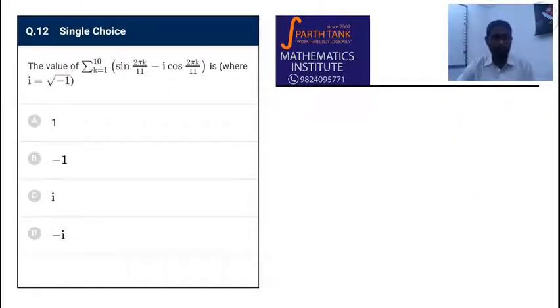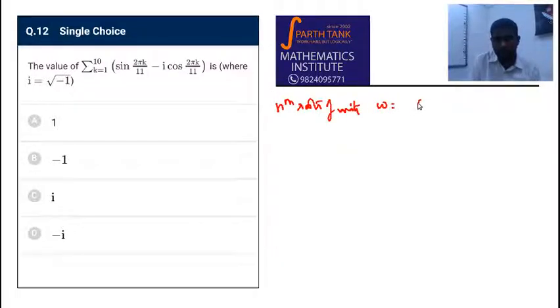Moving on to question number 12. The value of the summation k is 1 to 10 of sine of 2 pi k by 11 minus i cos 2 pi k by 11 is. See, now something about this 2k pi by n should immediately bring to your mind the nth roots of unity. Because you know, nth roots of unity, omega, can be written as cos of 2k pi by n plus i sine 2k pi by n basically.